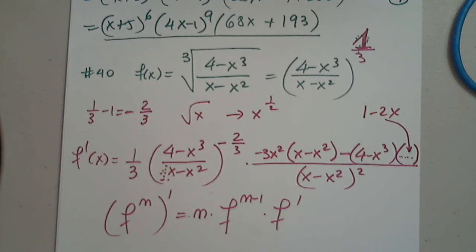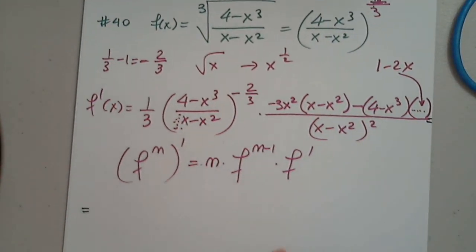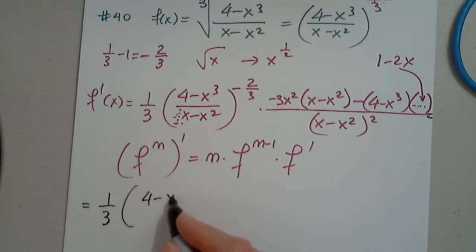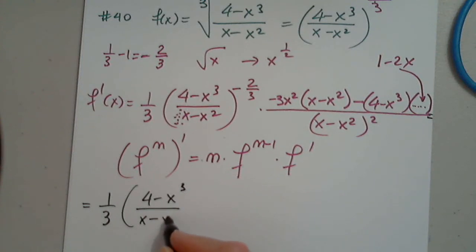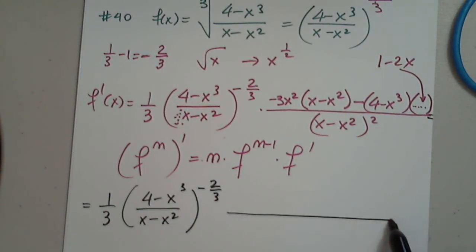Please do not get tempted to simplify this with this. That would be a terrible mistake. This is not a factor at the top. I'm glad you picked this problem, but it's not a trivial problem at all. Okay, 1/3. Then I have 4 minus x cubed over x minus x squared to the negative 2/3. I copy the denominator.